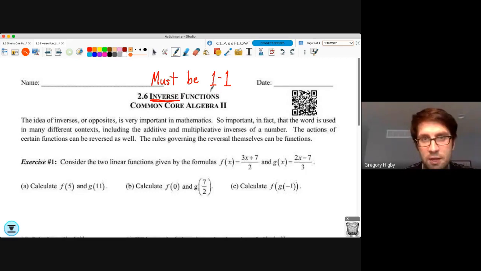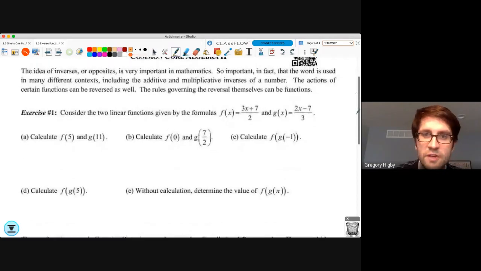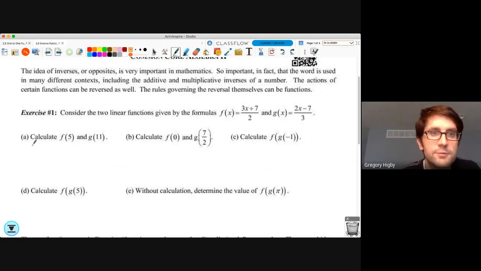Inverse function. And as I already mentioned, it must be a one-to-one function. And the first part about this is just getting you to investigate these two functions, f and g. And you might look at these and notice that numbers are repeating, and you might also notice that the operations are fairly similar. So starting with f of 5.